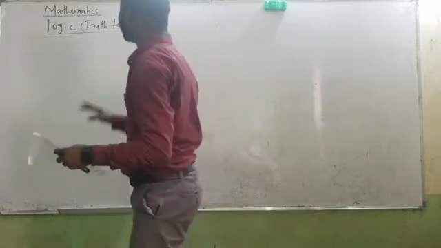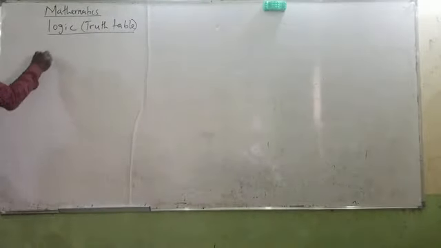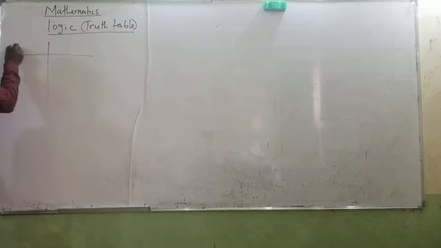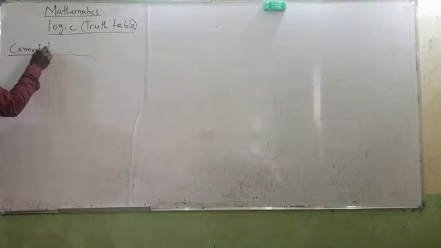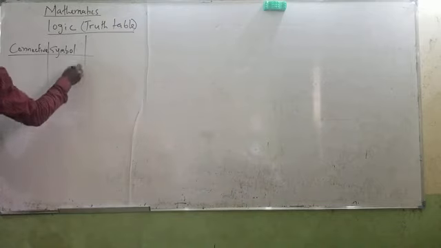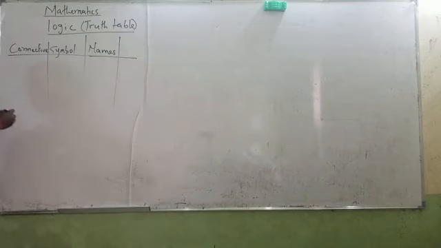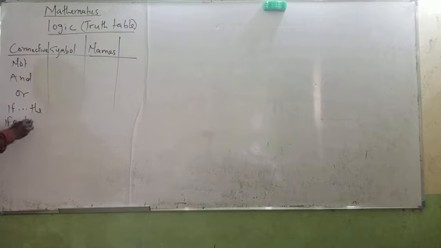Let me start with the truth table. Before I write the truth table, don't forget that in the previous video I introduced connectives, with their symbols and names. I have not, and, or, if-then, and if and only if.